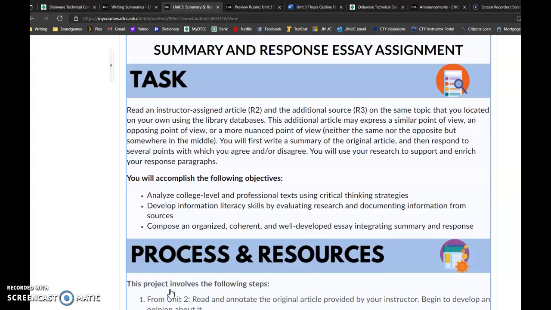But essentially, what you're doing is responding to whether or not you think the article was well constructed. Instead of like with the personal essay, which was you responding on a personal level, did it impact your life? Did you feel something? Did you empathize with it? Did you dislike it?